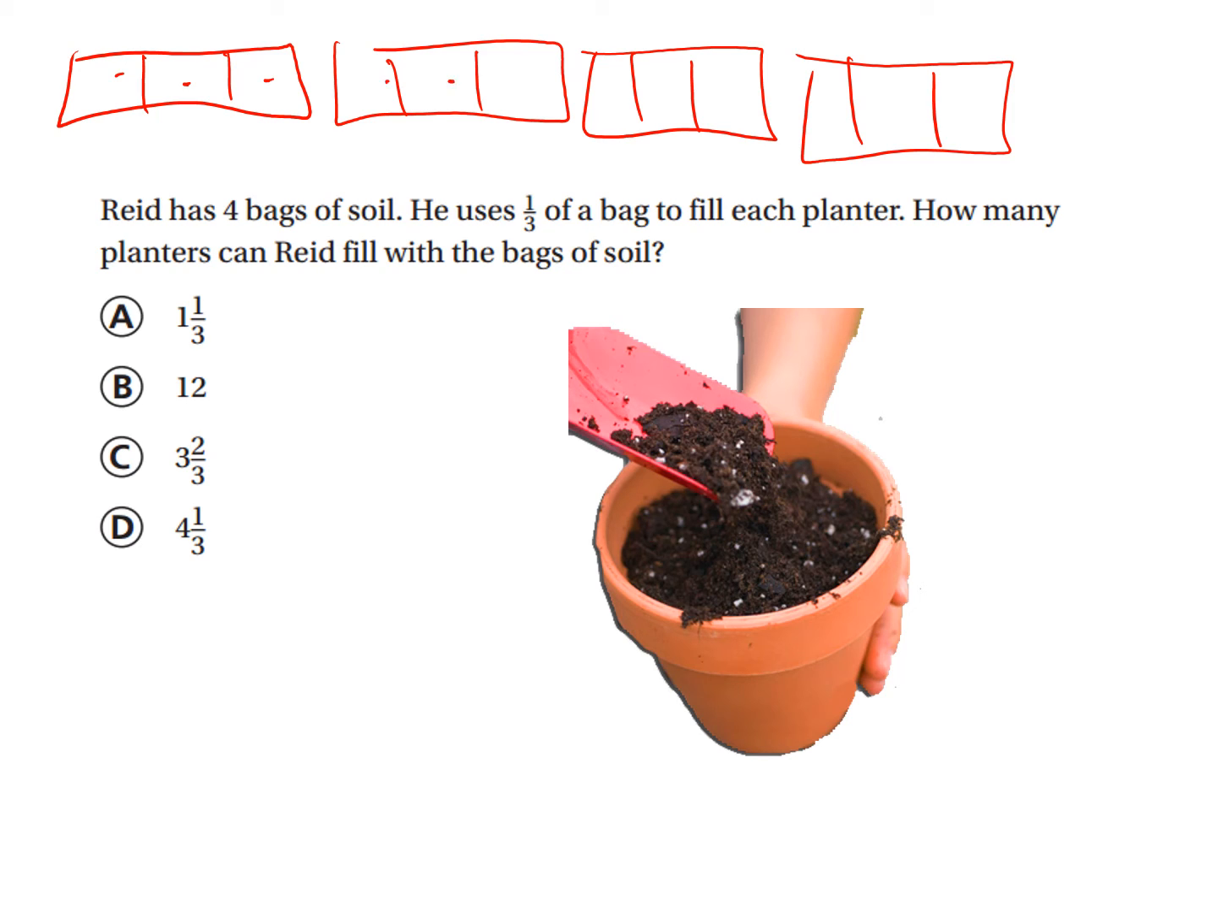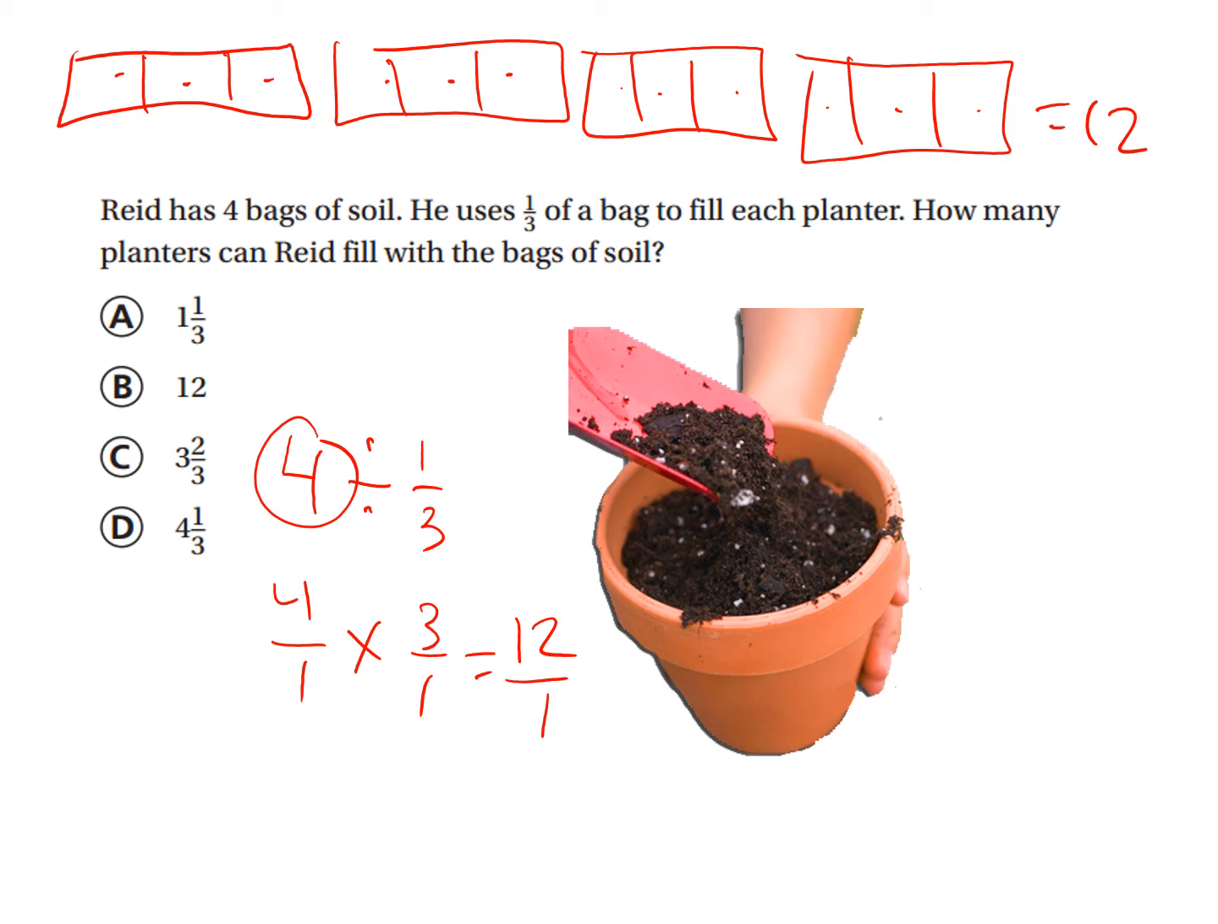1, 2, 3, 4, 5, 6, 7, 8, 9, 10, 11, 12. The math: 4 bags divided by 1/3, 4 over 1 times 3 over 1 equals 12 over 1. Notice, the whole number comes first. The whole number is my answer.